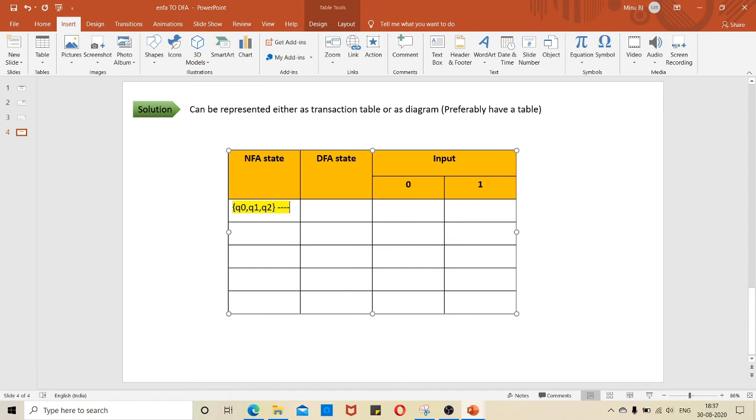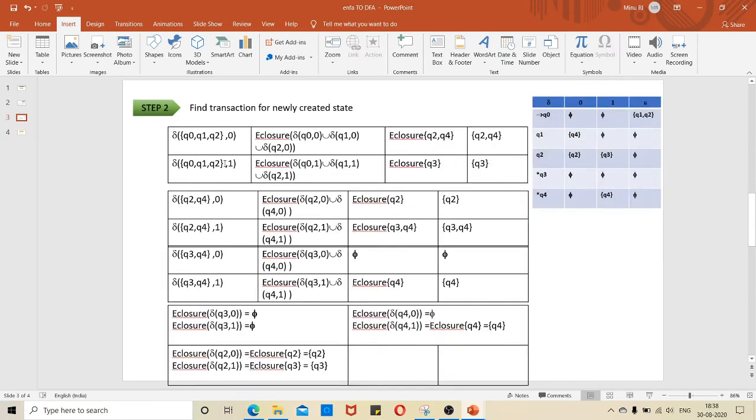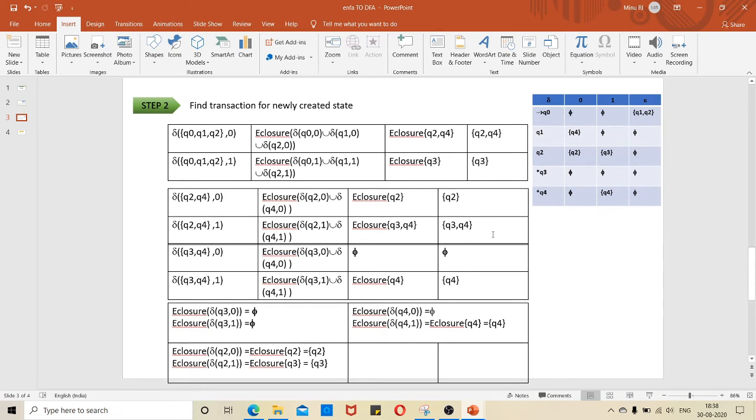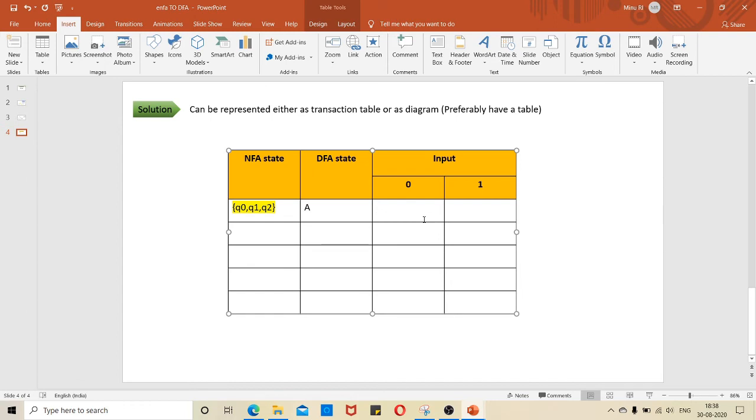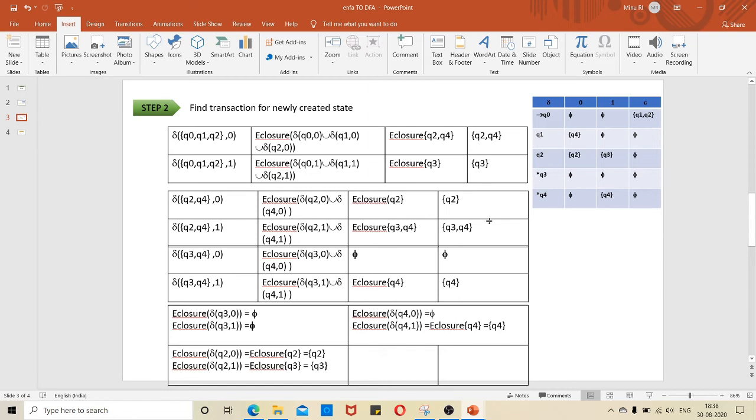The NFA state is Q0, Q1 and Q2, where we name it as A. Correct? So here with respect to 0 and 1 we got Q2, Q4 and Q3. So this is going to be Q2, Q4 and this is Q3. Let me rename it afterwards.